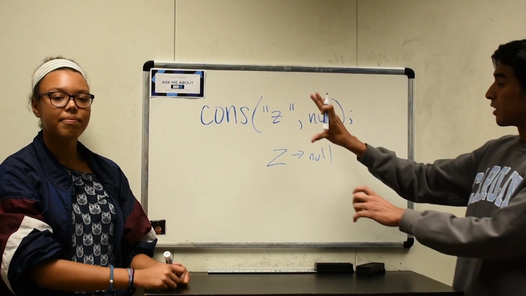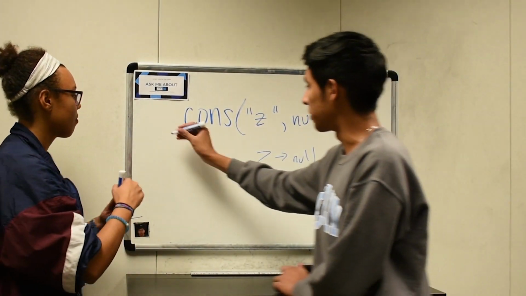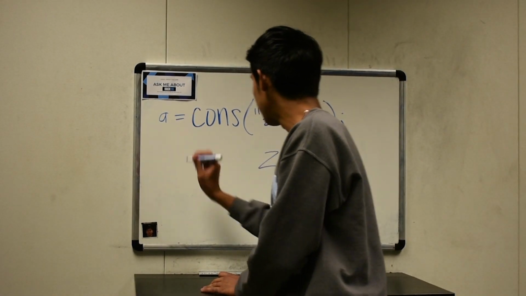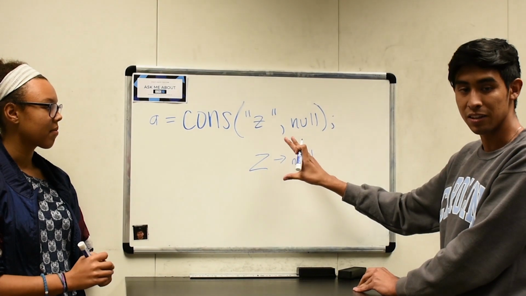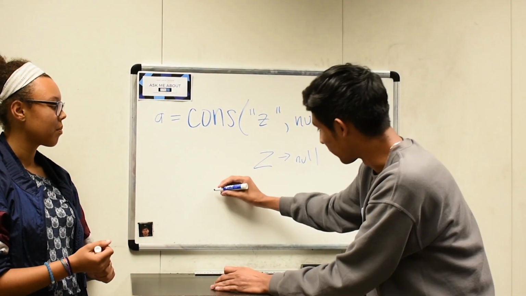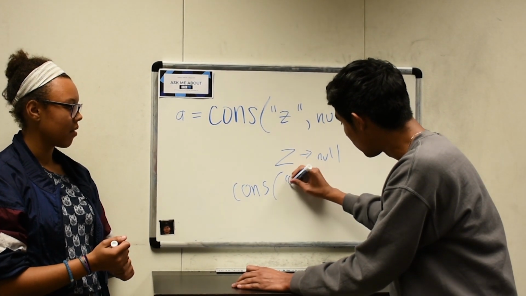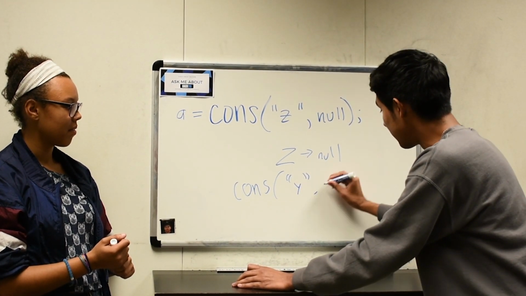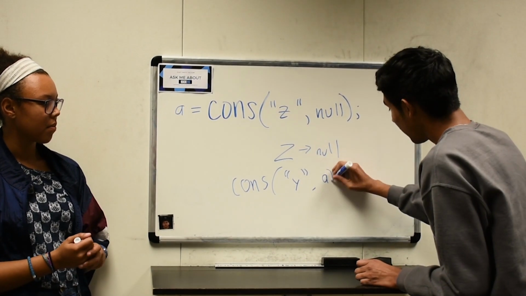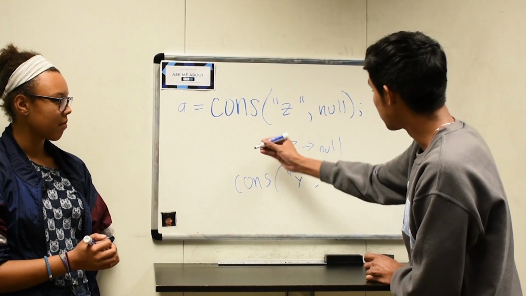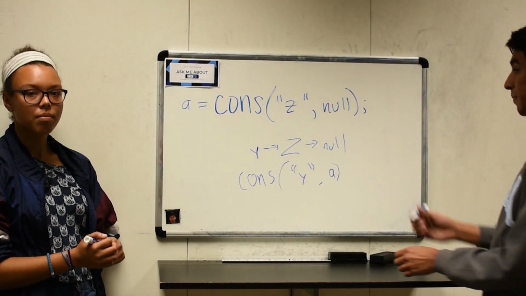Okay, so now what we can do with this is actually set this to a variable. So let's just call this variable a. And then we can actually use that variable inside another cons function. So, for example, we can do cons y, and then the variable a, which is basically this right here. And so then our output would now change to be y to z to null.